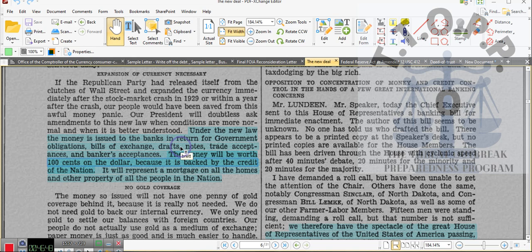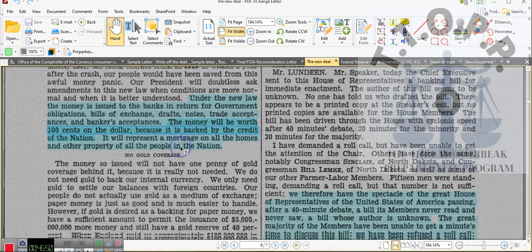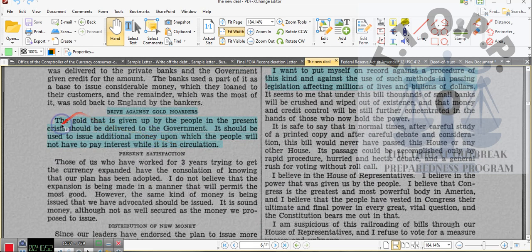It's too many words, ladies and gentlemen. Too many words that are contradicting itself. Pay attention. The gold is given up by the people in the present crisis. See, pay attention. The gold given up by the people should be used to issue additional money upon which the people will not have to pay any interest while it's in circulation. Do you understand that, ladies and gentlemen? That's how you're supposed to read this.